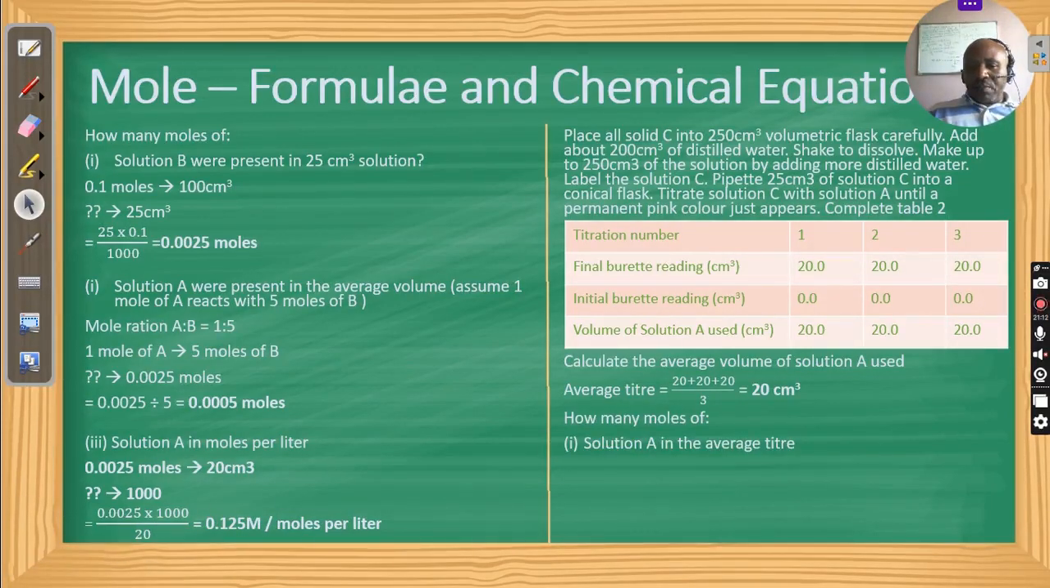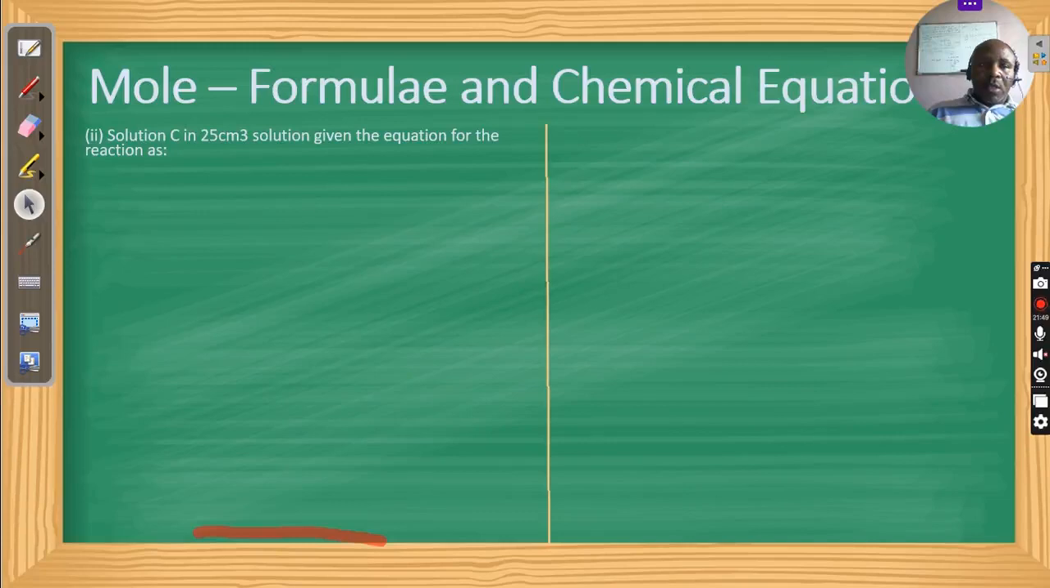Then how many moles of solution A in the average titer? We are saying the molarity of A, you had found it to be 0.125 in the previous calculation here. 0.125 is for 1000 centimeter cubic. What about the average, which is 20 centimeter cubic? You do your cross multiplication, and you get that the number of moles is 0.0025 moles.